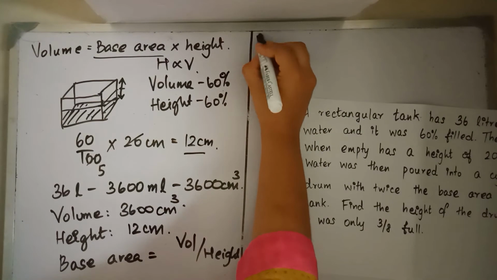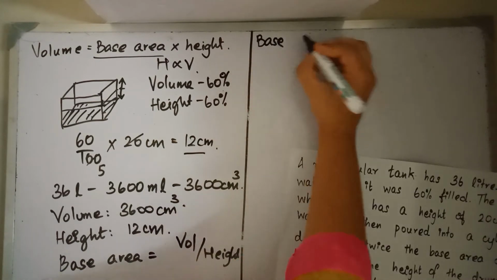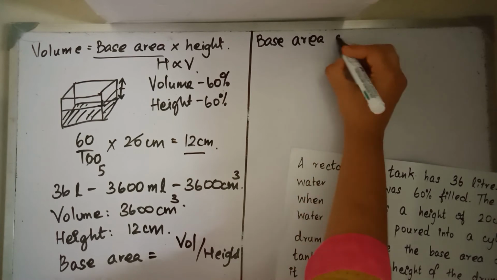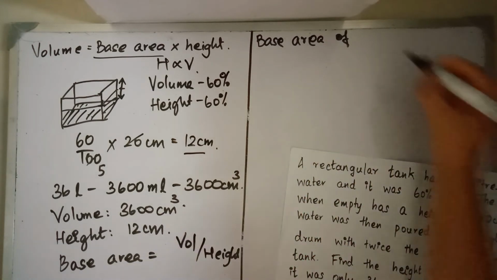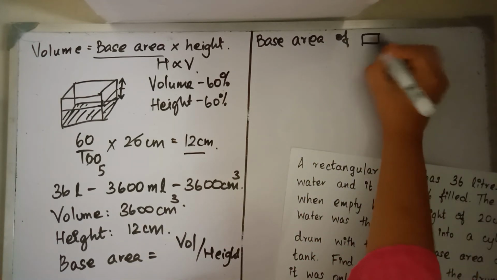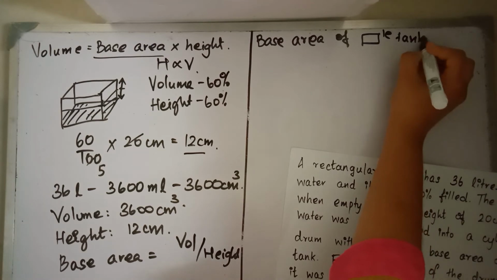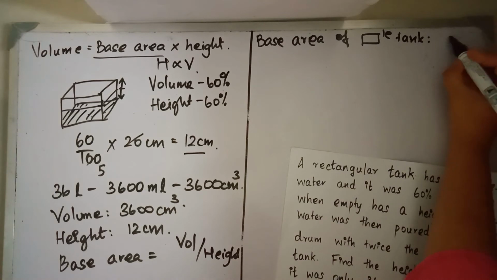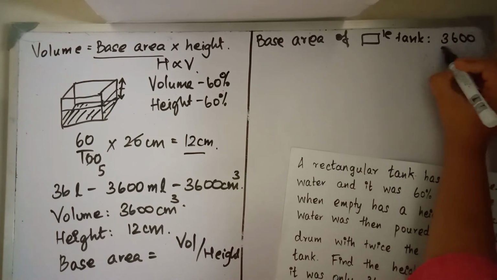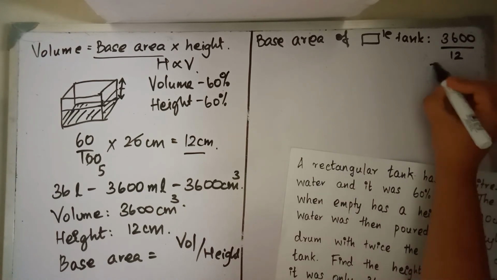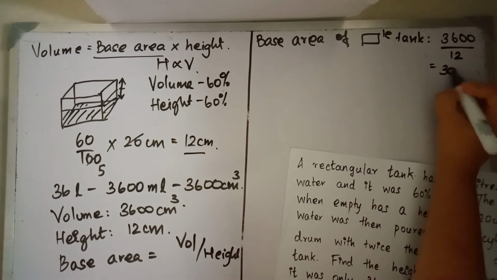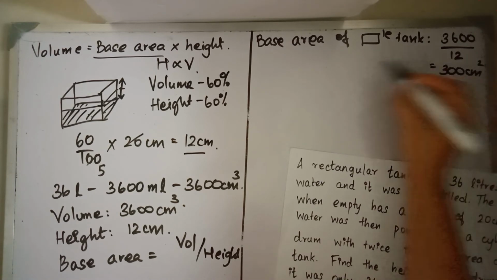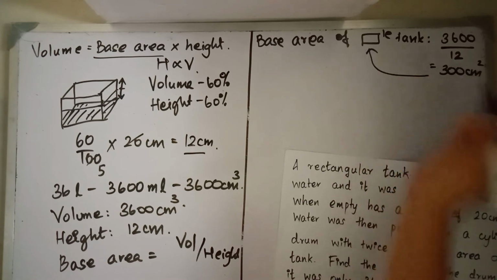So the base area of the rectangular tank is 3600 by 12, and this gives 300 cm square. So this is the base area of the rectangular tank.